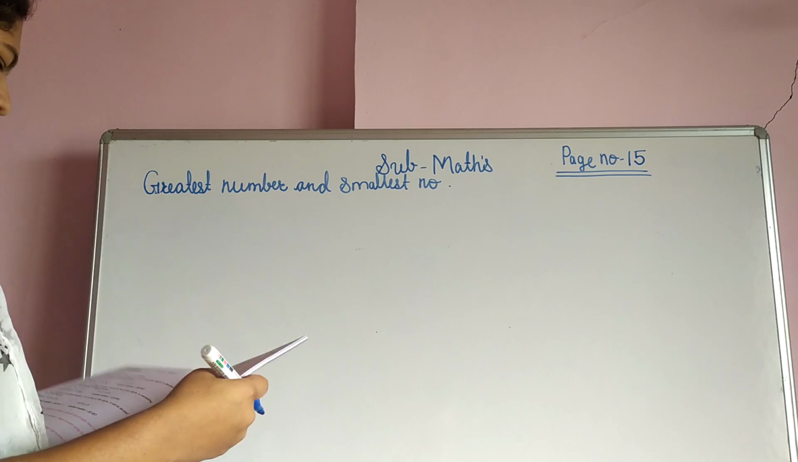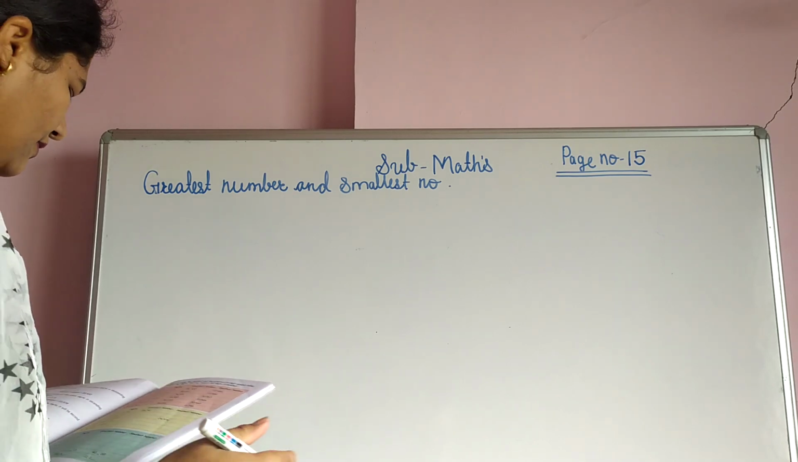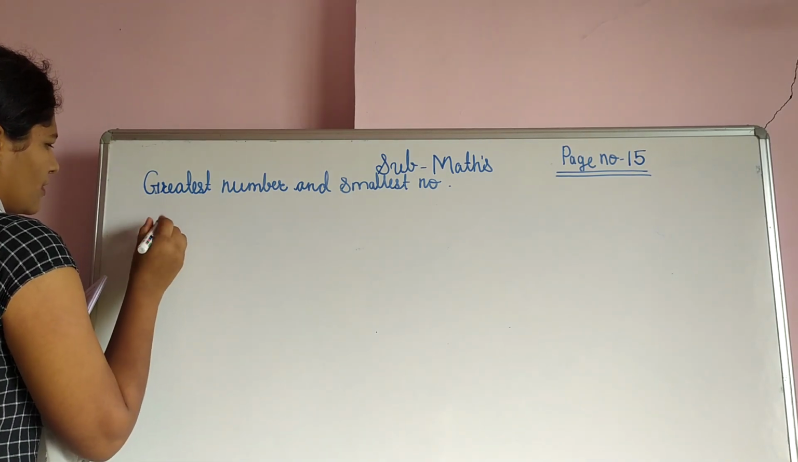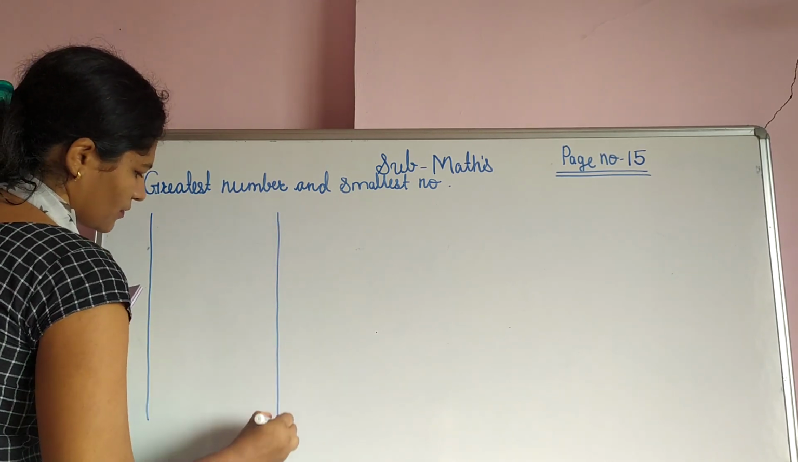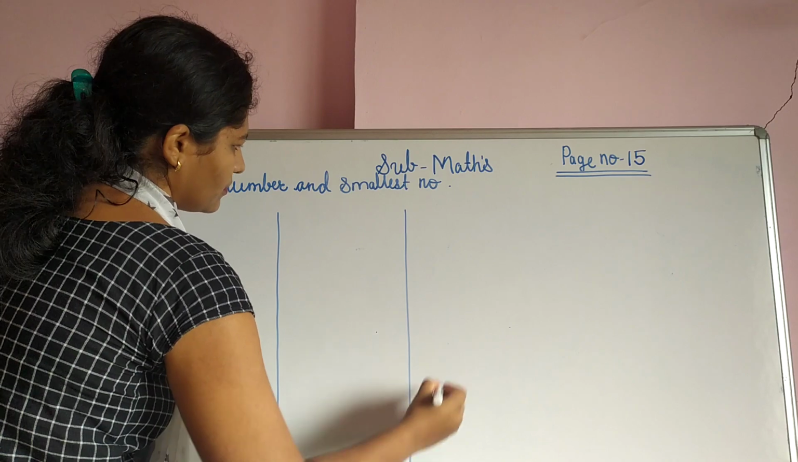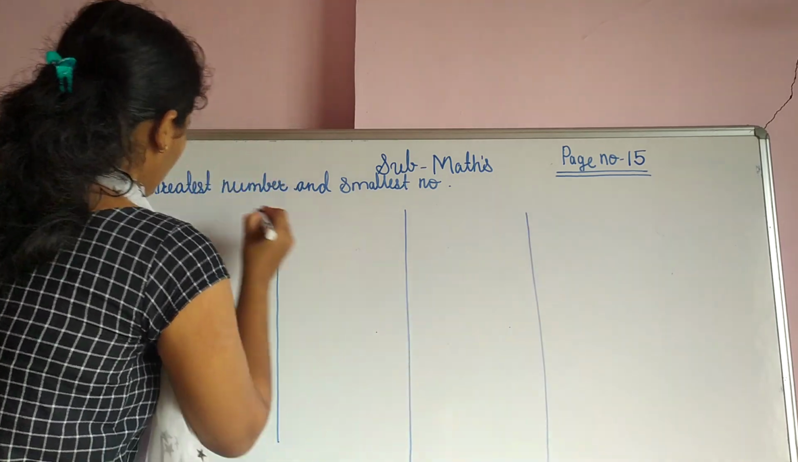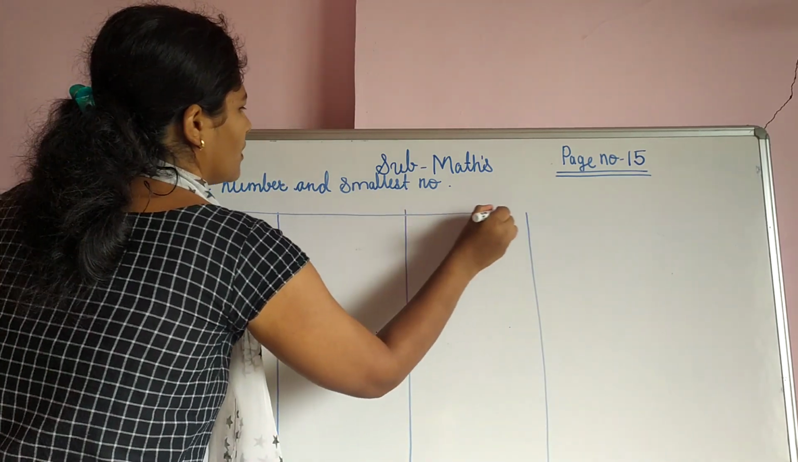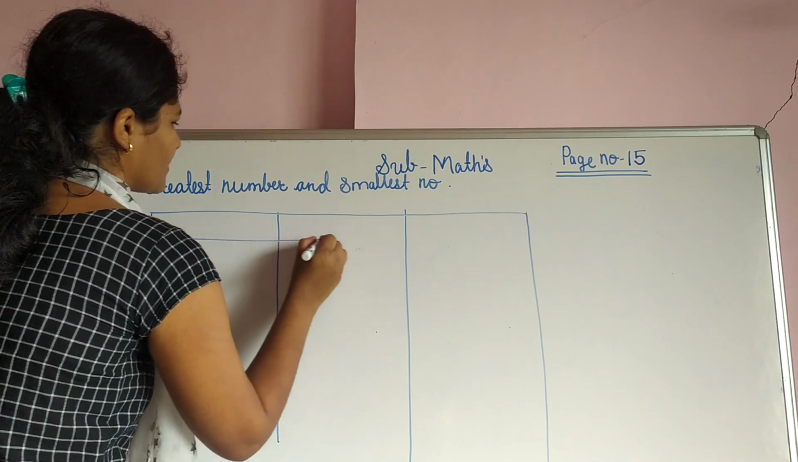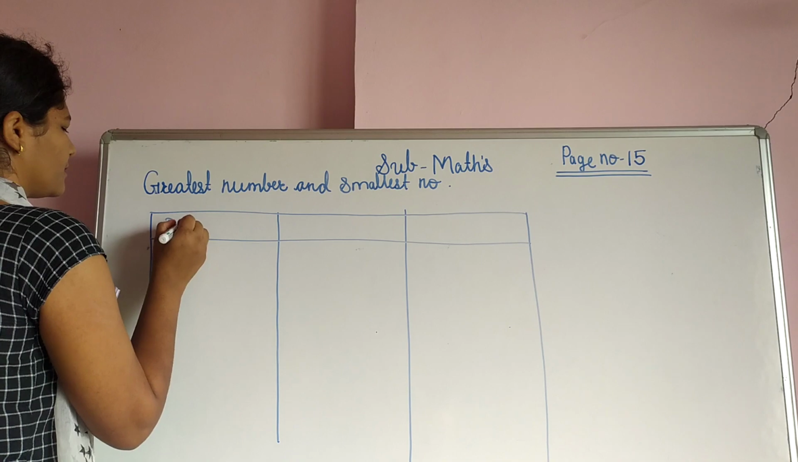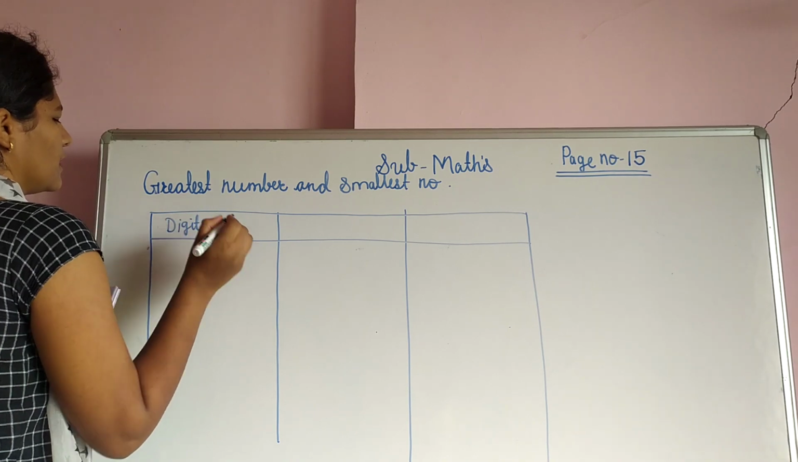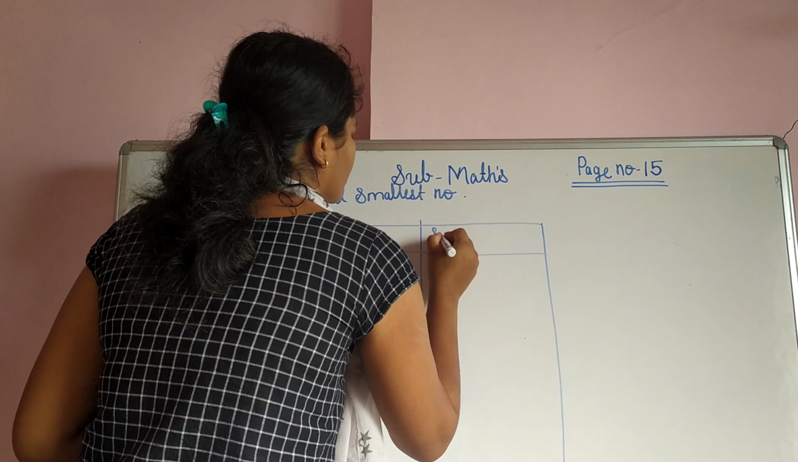On page number 15, some digits are given. So we see the first one. We will make a table here. In that table, in the first column we write digits. So here, what is here? Digit. This is the smallest number.